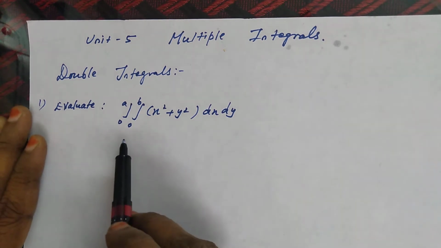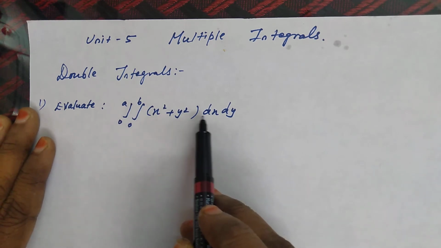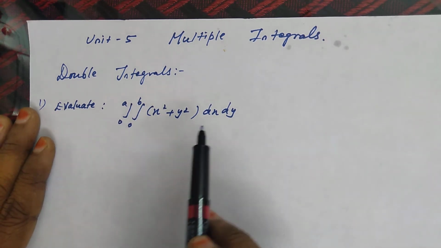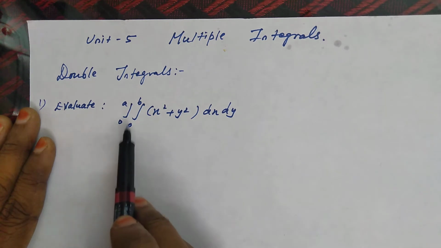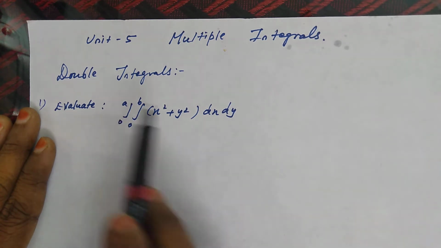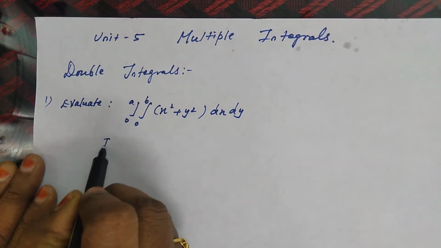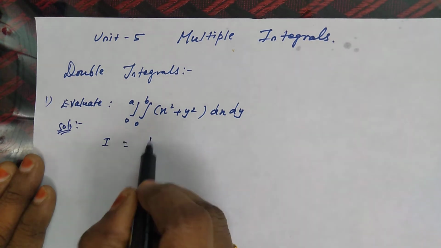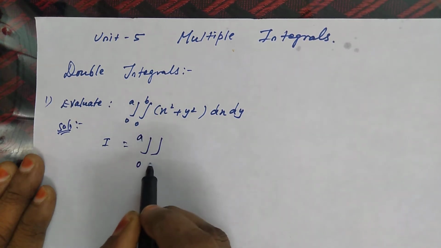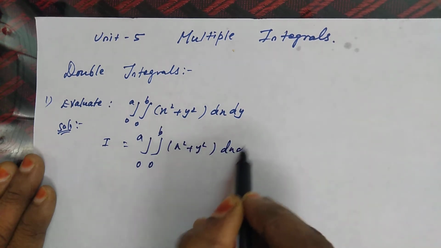Evaluate the double integral from 0 to a and 0 to b of x square plus y square dx dy. Here, first we have to integrate with respect to x and then with respect to y. For x the limit is 0 to b, and for y the limit is 0 to a. So we take the given integral as I is equal to the double integral 0 to a and 0 to b of x square plus y square dx dy.